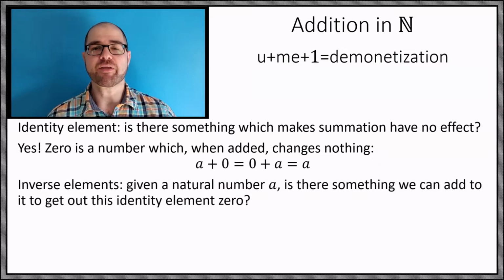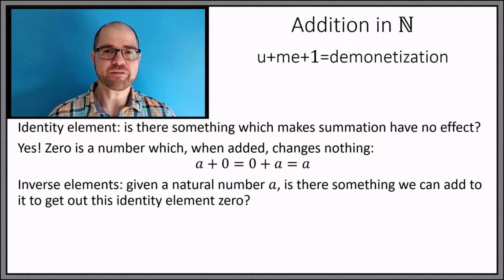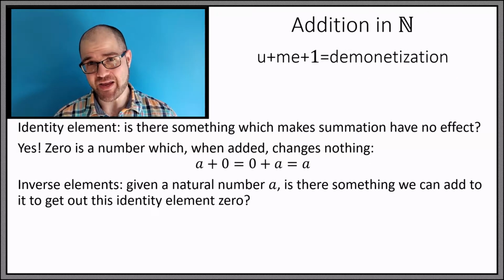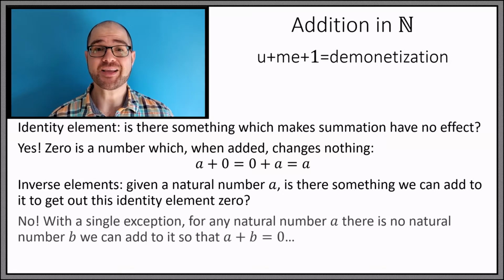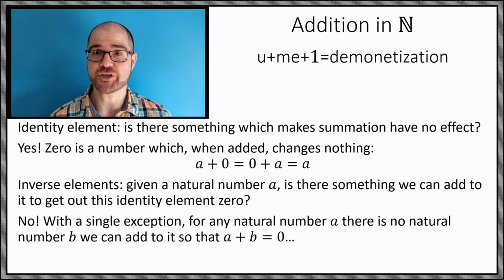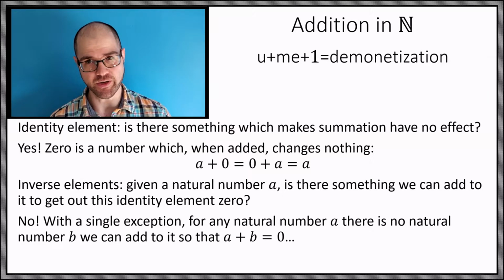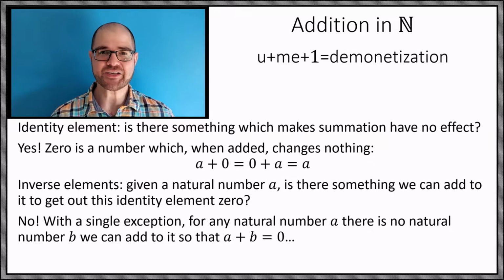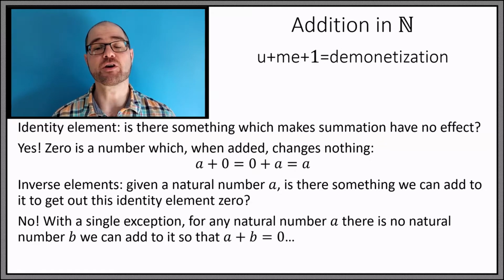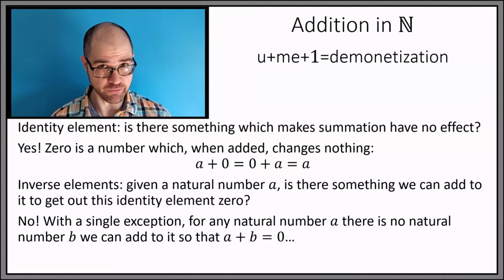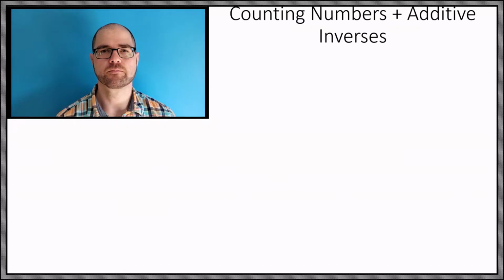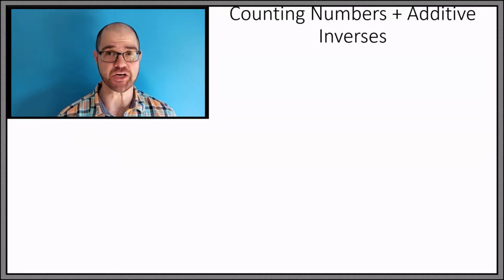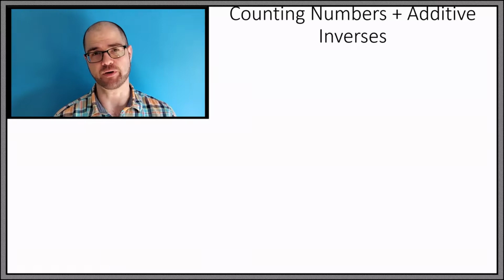So then we can ask if there are inverse elements. Is there something you can add to a in order to get out the special number 0? In general, there are not such numbers within the natural numbers. I can't add anything to 2 and get out 0 because the only numbers I have at my disposal are 0, 1, 2, 3, and so on. So while we have the operation of summation, it can't be undone because there are no inverses for addition.